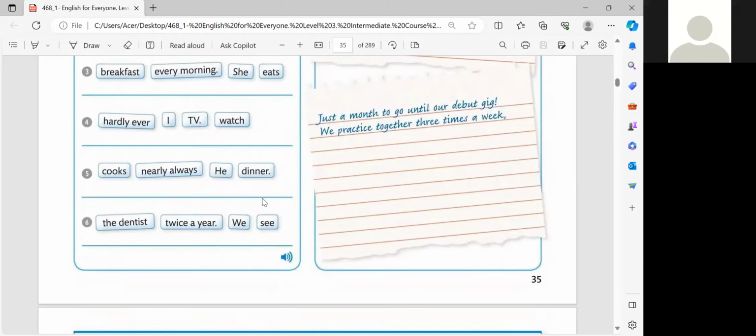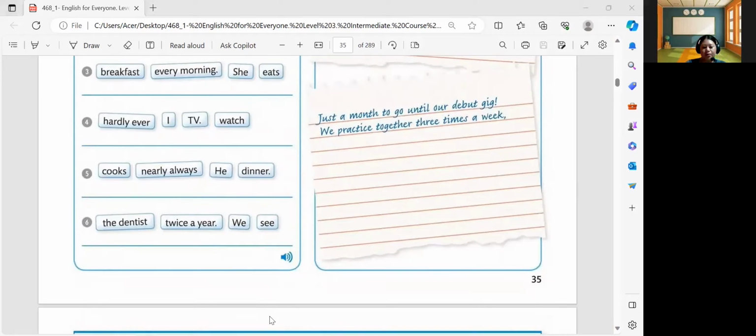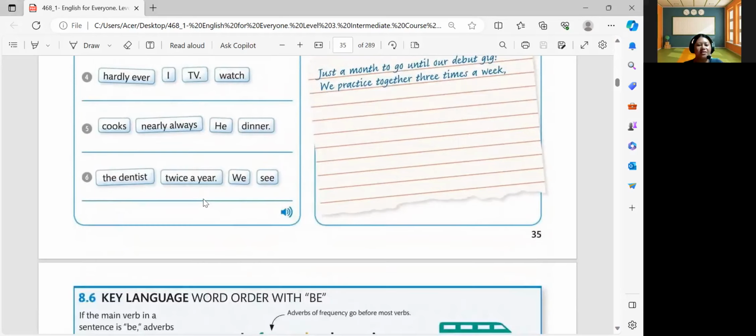He nearly always cooks dinner. Okay, let's check. He nearly always cooks dinner. Okay, how about number six?